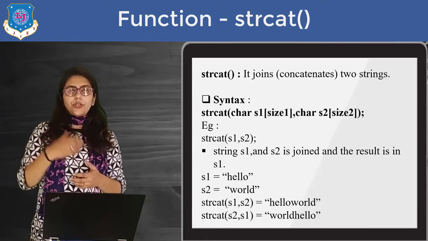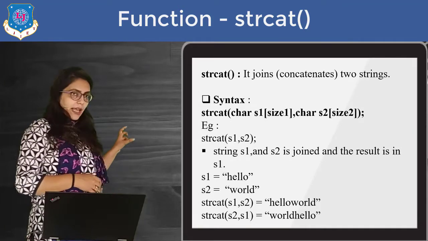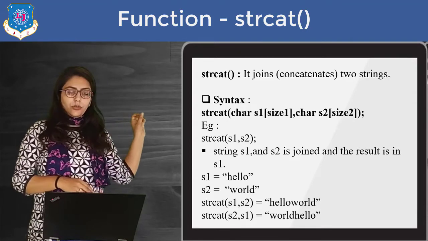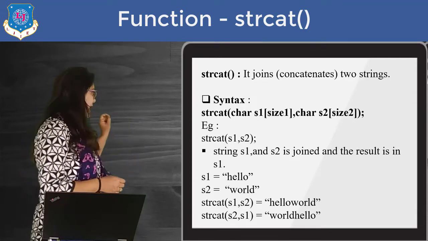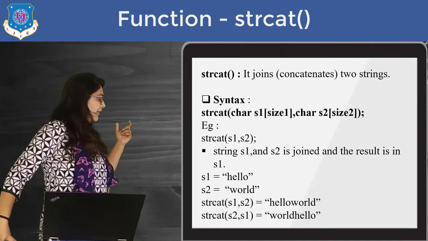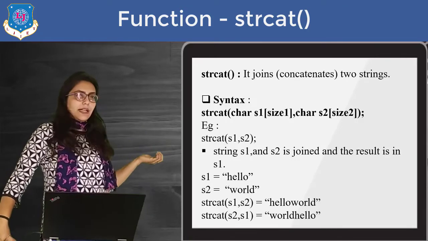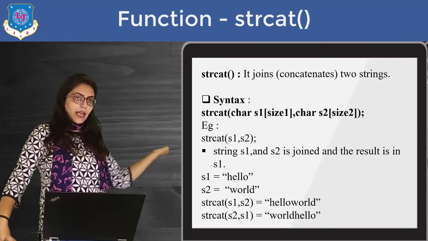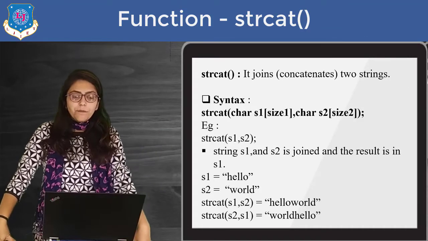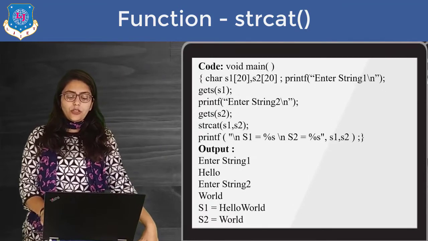So you have to take two strings from the user, say s1 and s2, and then you are going to join them. If you are writing strcat with s1 and s2, then the result is copied to s1. And if it is s2 and s1, then it is copied to s2. So every time it goes from RHS to LHS. I hope you understand this concept, and this is the syntax for that. And now we are going to see the code for that.